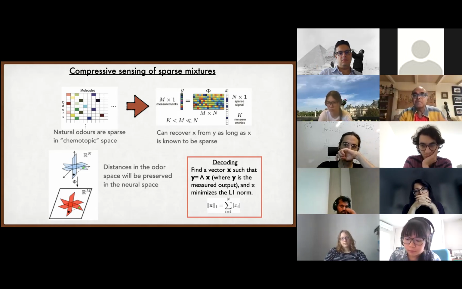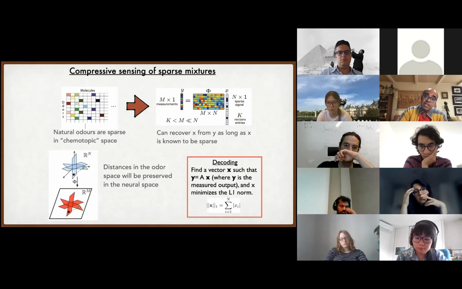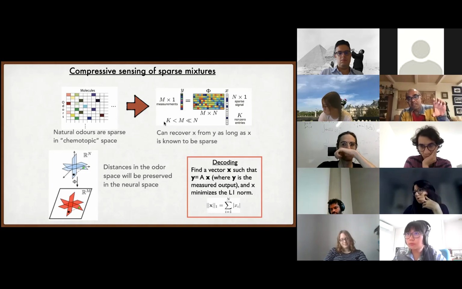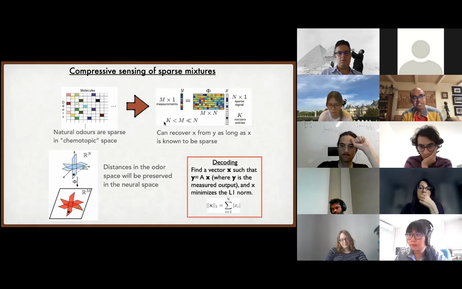And what's more, the theorem also says that distances between odors are preserved. So in other words, if you compute the Euclidean distance in this chemotopic space, it's going to turn out to be the same as the Euclidean distance in this small space. So that's exactly what we wanted, right? We want to take this gigantic signal, compress it into a much smaller receptor response space, and we want to preserve distances. So it seems like, wow, something like this would be a good idea for something like this to happen.